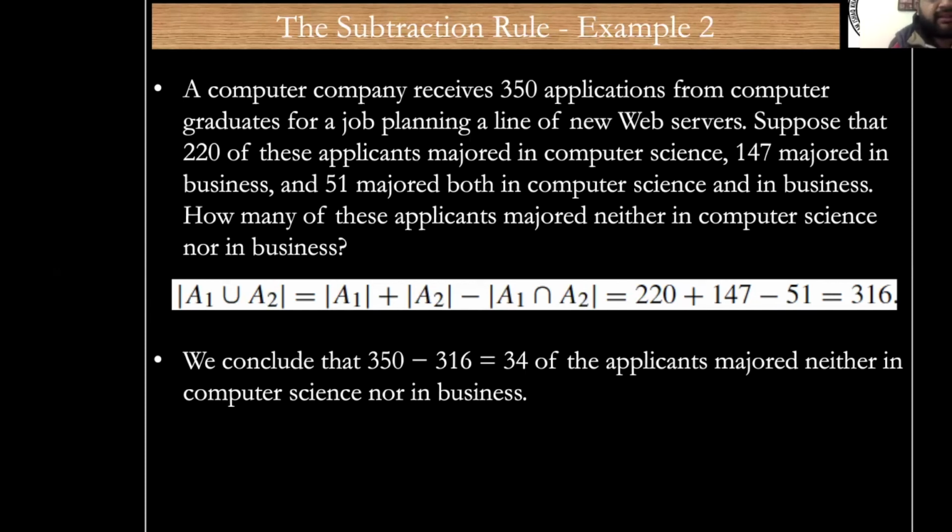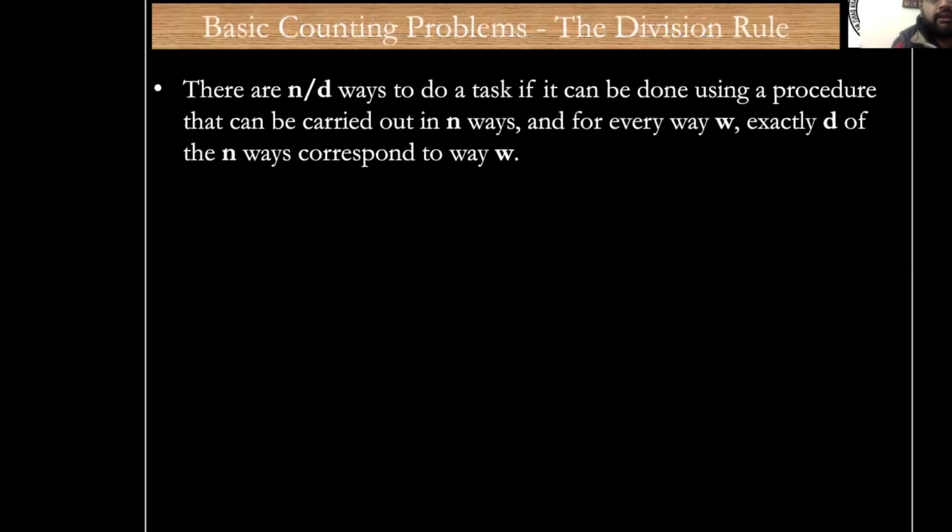So as you can see here in the working, first you need to compute A1 union A2, which is equal to 220 plus 147 minus 51, which is equal to 316. And finally, 350 applicants minus 316 gives you a total of 34 applicants that majored neither in computer science nor in business.